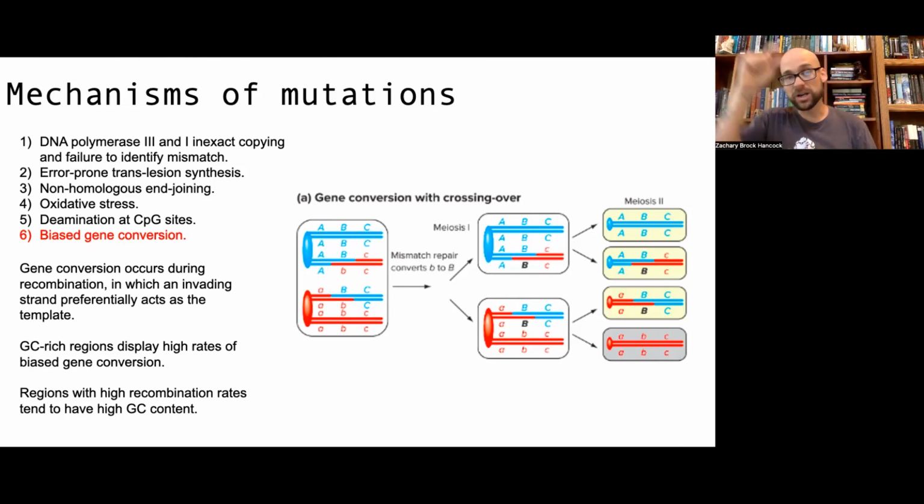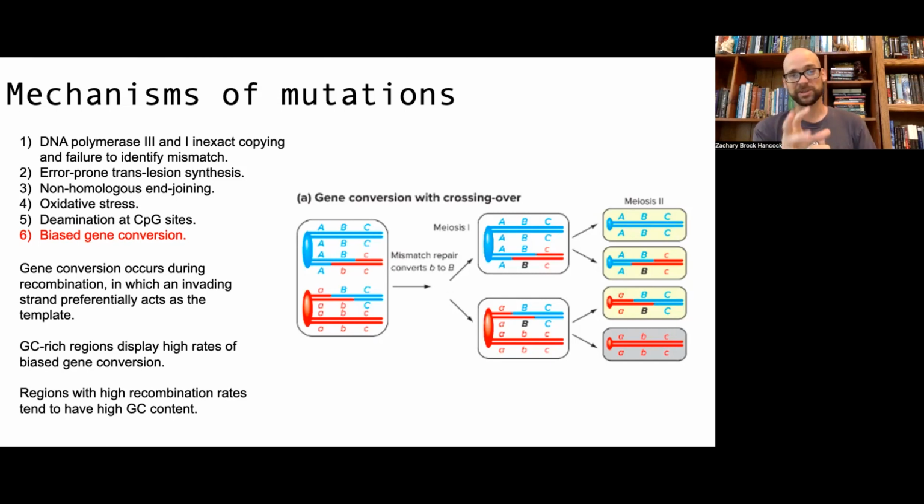However, if one of those loci preferentially serves as the template for repair, then you get biased gene conversion. In this case, the big B is serving preferentially as the template anytime you have recombination. Notice that you now have big B's in 3 out of the 4 possible combinations, as opposed to 2 out of the 4. They should be half and half. So you get this sort of segregation distortion that occurs due to biased gene conversion.